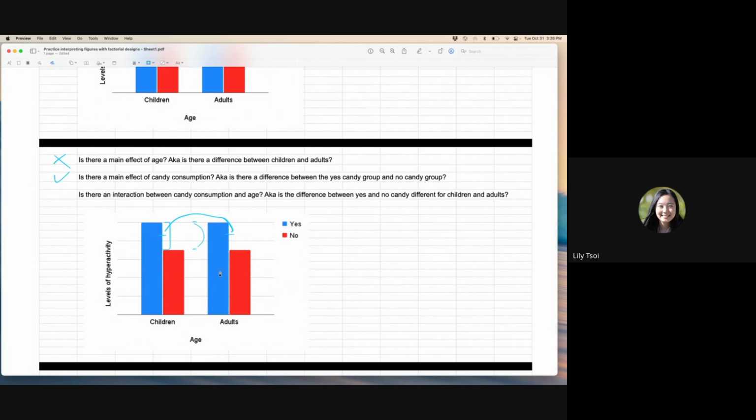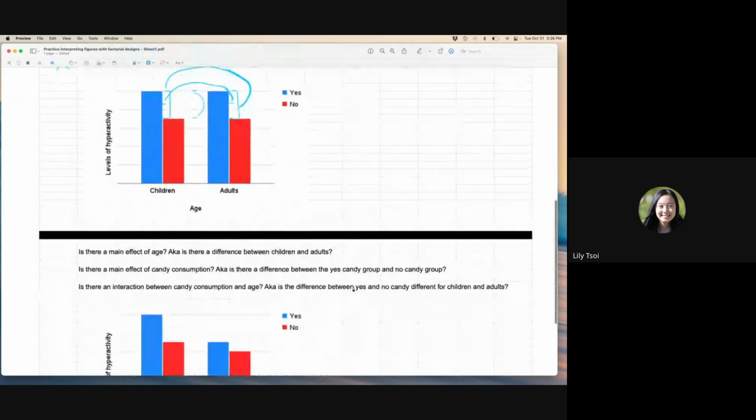And then let's calculate the gap of yes and no for adults. So again, the gap is somewhere like this. And what we want to do is compare this gap with this gap. So what we want to do is see whether those two gaps are different from one another. And based on this visual, the gaps look around the same. So that means we do not have an interaction between candy consumption and age. So the difference between yes and no for children is the same as the difference between yes and no for adults.